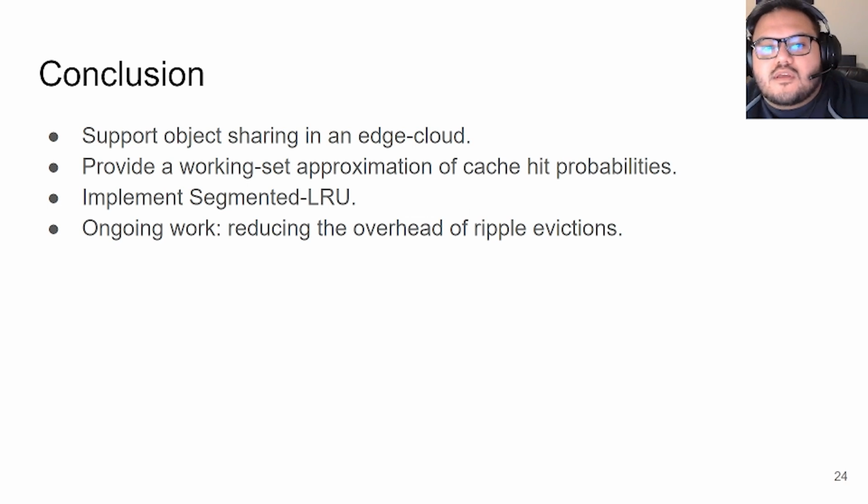So in conclusion, to summarize this talk, we considered an LRU framework that supports object sharing in the Edge Cloud. We provide a working set approximation of the hit probabilities. We implemented the native memcached segmented LRU and MCDOS. And lastly, as future work, we are evaluating ways in which to reduce the ripple effect overhead.